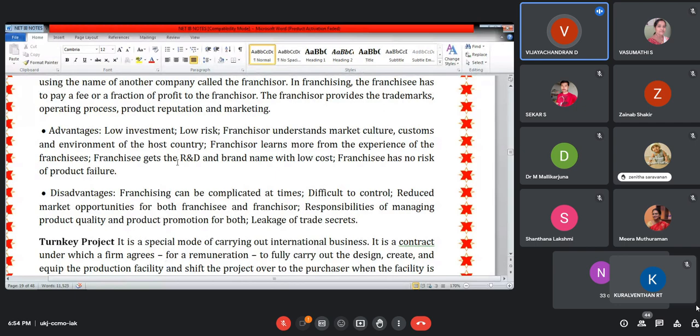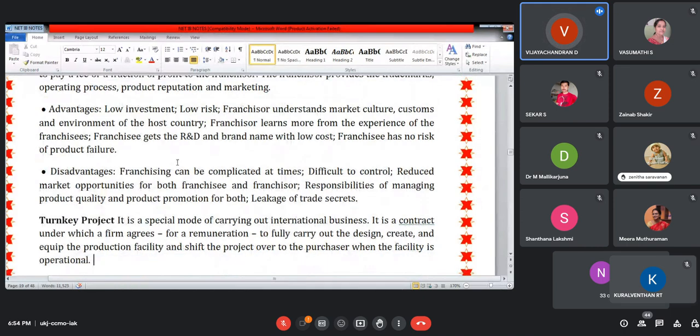And there is the responsibility of managing product quality and product promotion. That is also, as I told, they only lease out the name. They will give the right to use the name only. So what about the quality of the product? That depends on the user, the way of business of the franchisee. So the franchisor will not be involved in the product quality. They will give the right to use the name only. So those difficulties are there in the case of franchising.